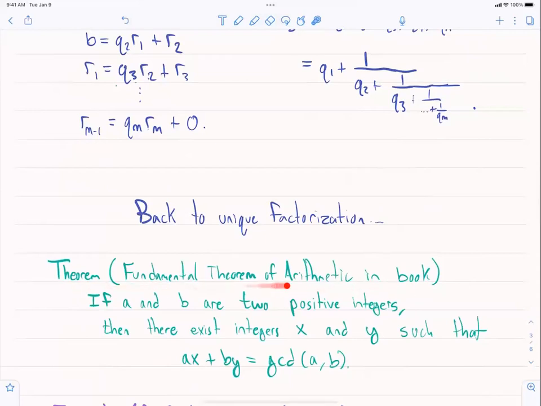So this is called the fundamental theorem of arithmetic in the book, but some people call unique factorization the fundamental theorem of arithmetic. So try not to use that terminology too much.